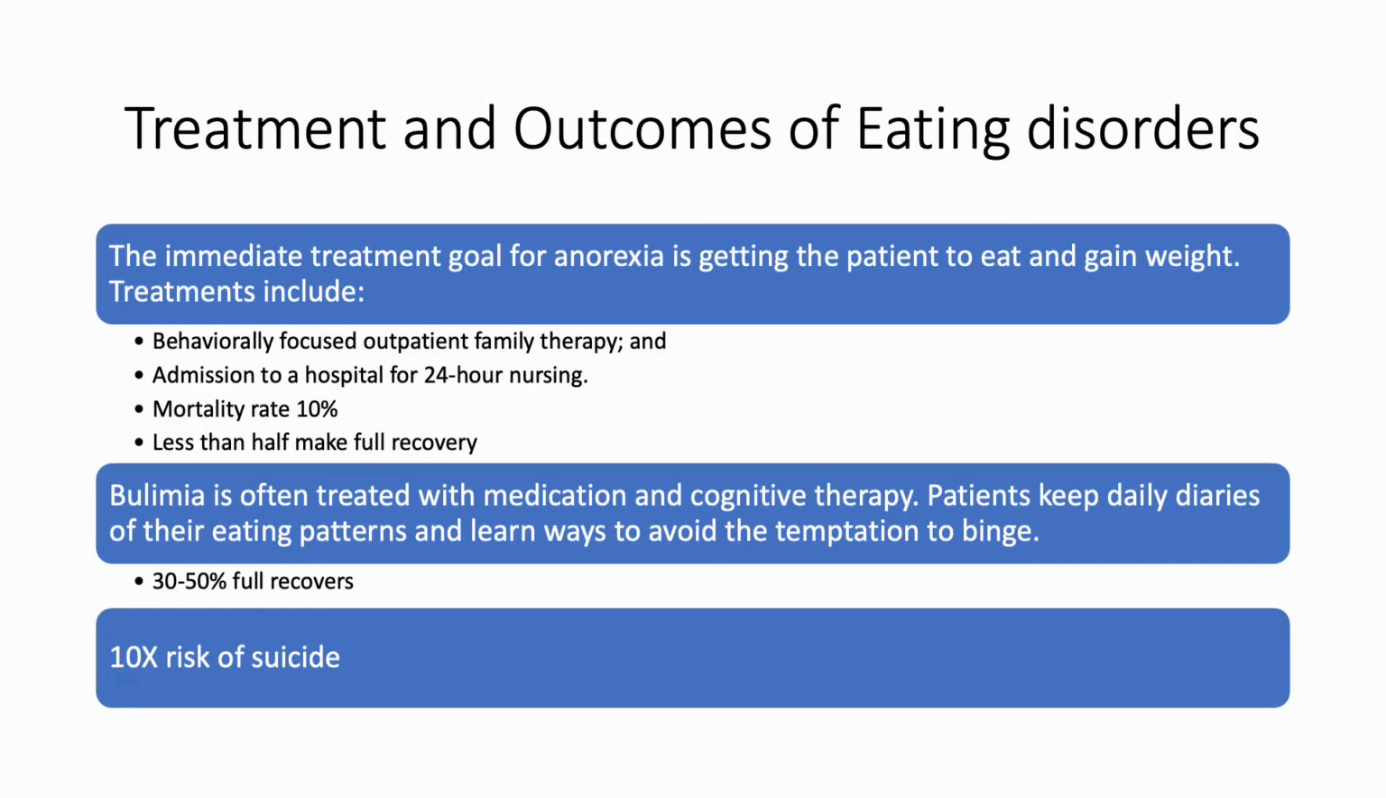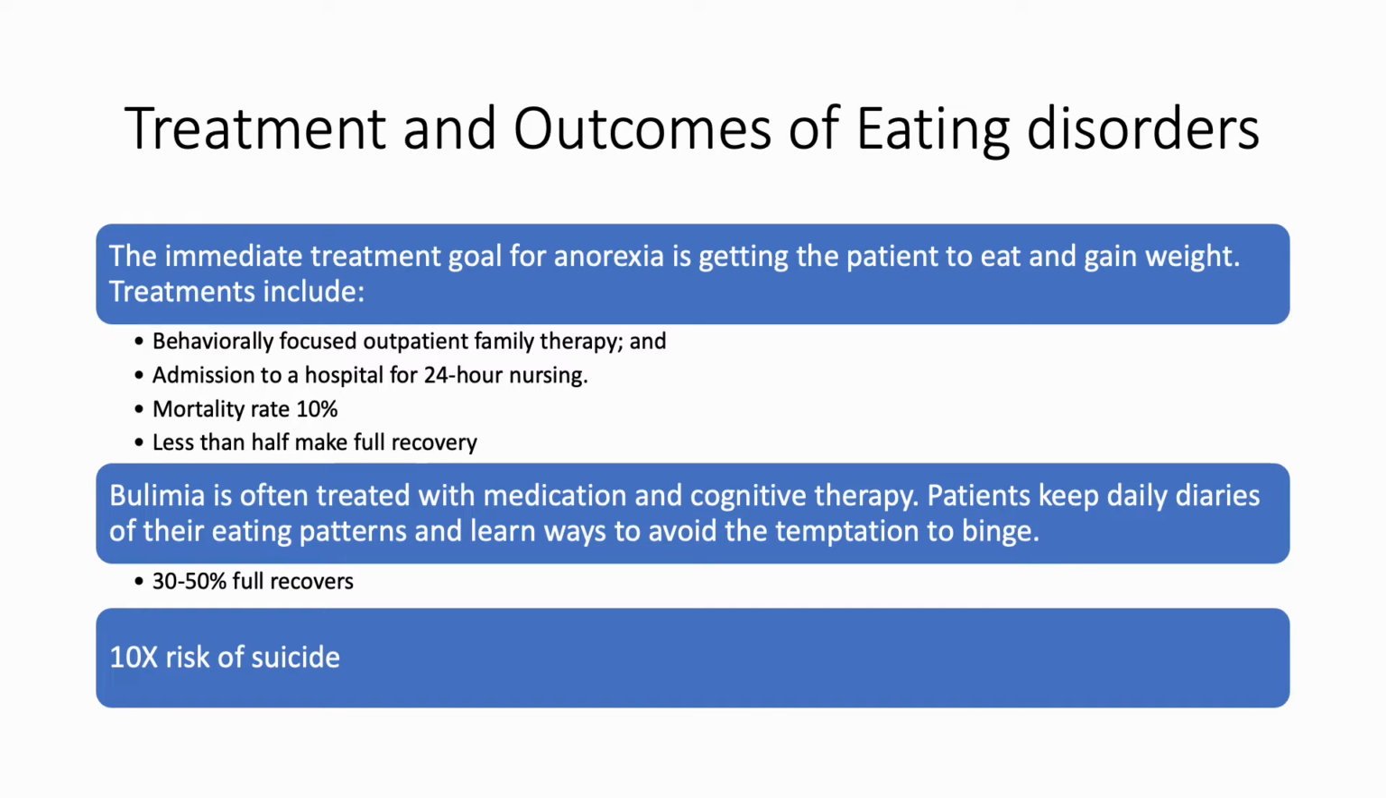There are treatments for these disorders. The immediate treatment goal of anorexia is getting the patient to eat and gain weight, and the treatments include behaviorally focused outpatient therapy. If it's really severe, admission to a hospital for 24-hour nursing care. And you need to know the mortality rate in anorexia is about 10%. People really do starve themselves to death. And then less than half ever make a full recovery.